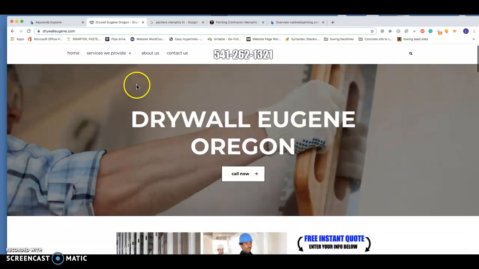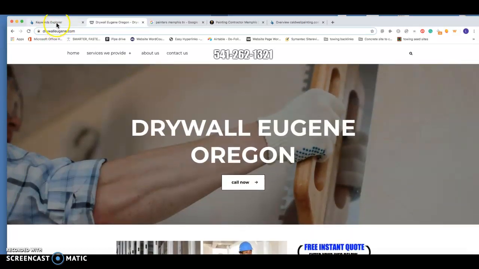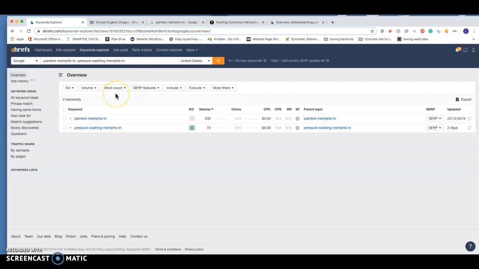So looking at keywords, I kind of looked at the different keywords and services you guys offer. This is just two that I found in a short amount of time. Painters Memphis, Tennessee is currently getting 200 searches per month. And pressure washing Memphis, Tennessee is getting 70. So being in the top spot for each one of these keywords, you can figure on getting about 33% of that search traffic headed to your website.